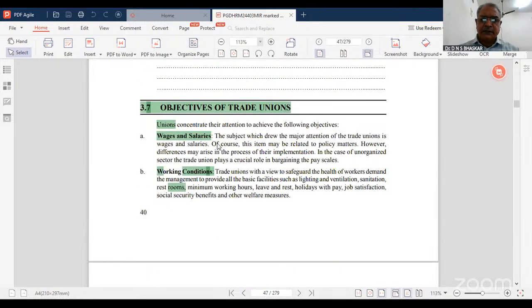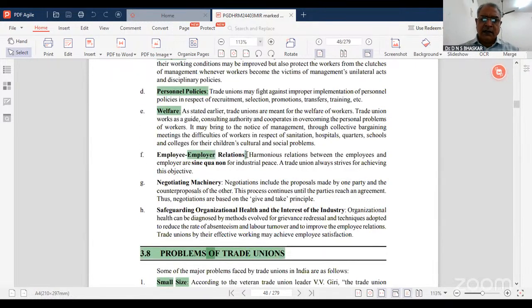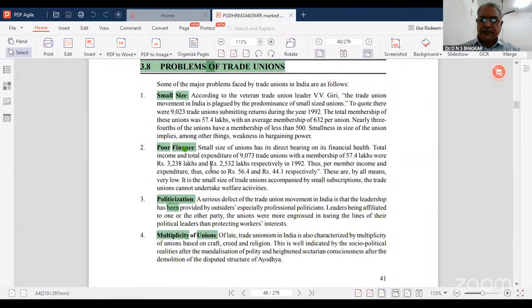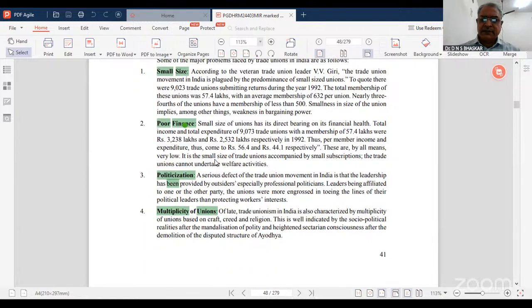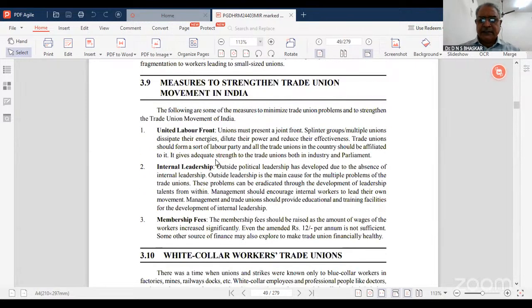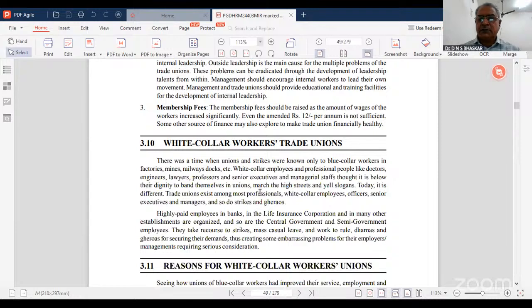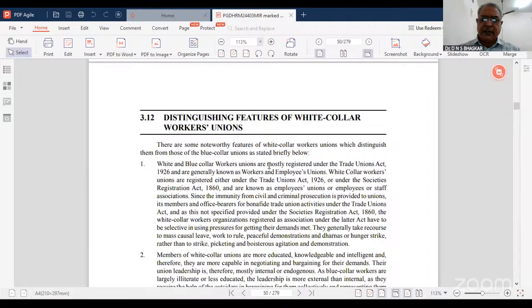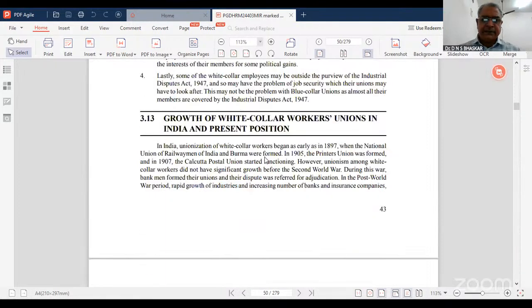Then the objectives of the trade unions we have already covered, along with personnel policy, welfare, employer-employee negotiation machinery, and safeguarding the organization. What are the problems of the trade unions? This is what we covered in the PPT right now: small size, poor finances, politicization, multiplicity of unions. And measures to strengthen the trade union: what measures can we take? A United Labour Front is to be established, internal leadership is to be encouraged, and membership fees are to be increased, so that the trade unions can have greater financial benefits.